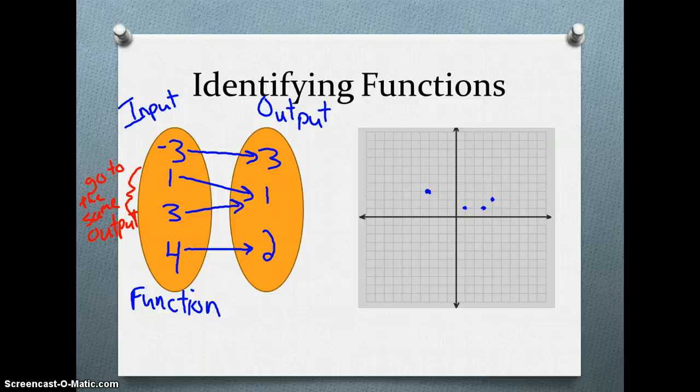Okay? The other thing we can look at is that vertical line test. Going across here, this direction with the vertical line, we're only going to hit 1 point at a time. We will not hit more than 1 point with the vertical line, so this is a function. Again, 1 has one output, 3 has one output. There's only one line coming out of each of them.